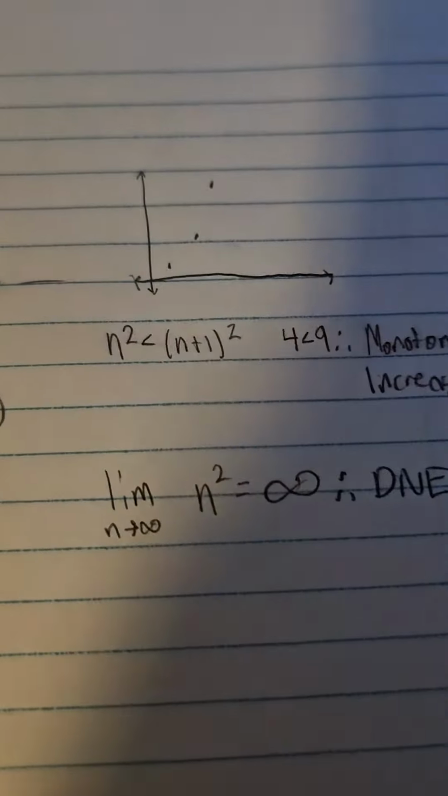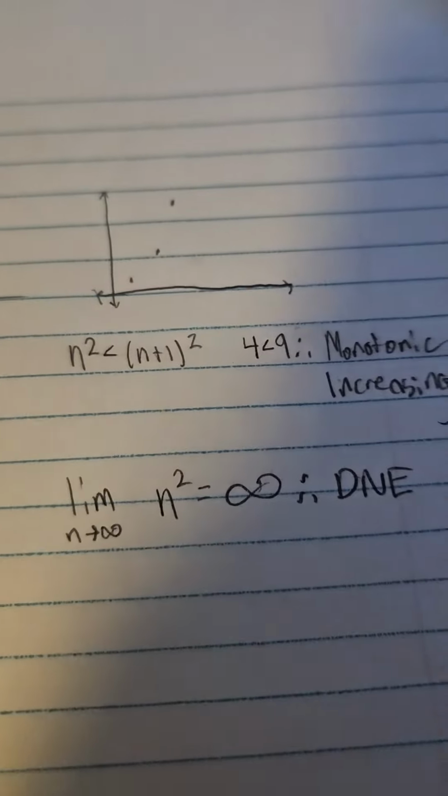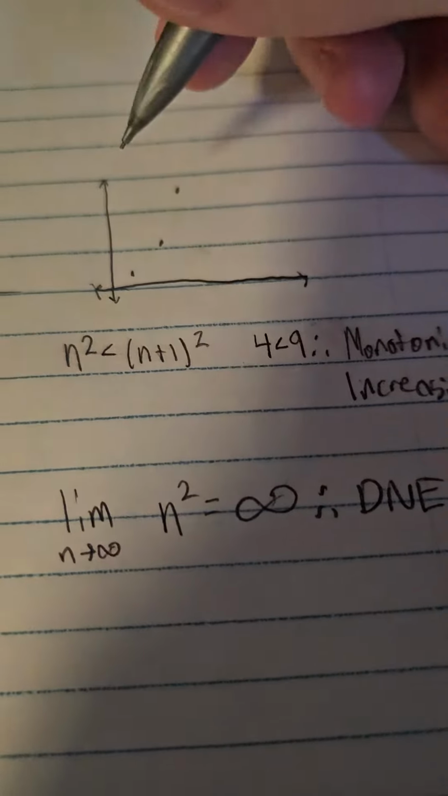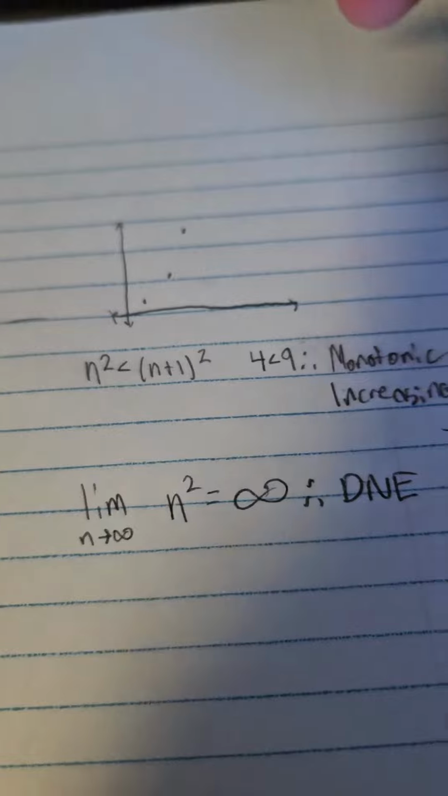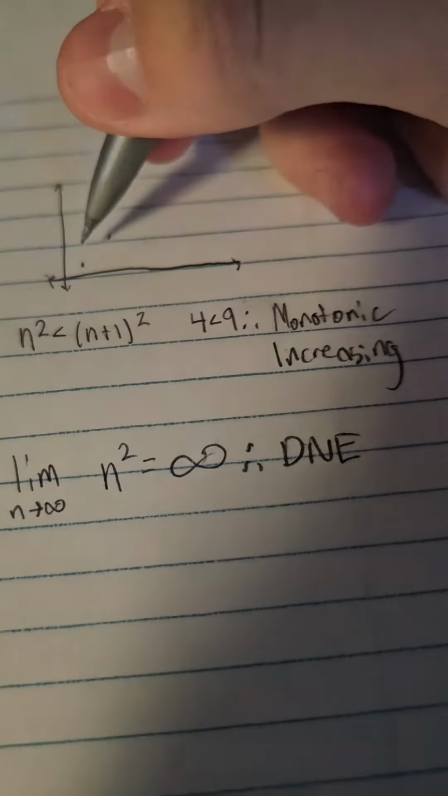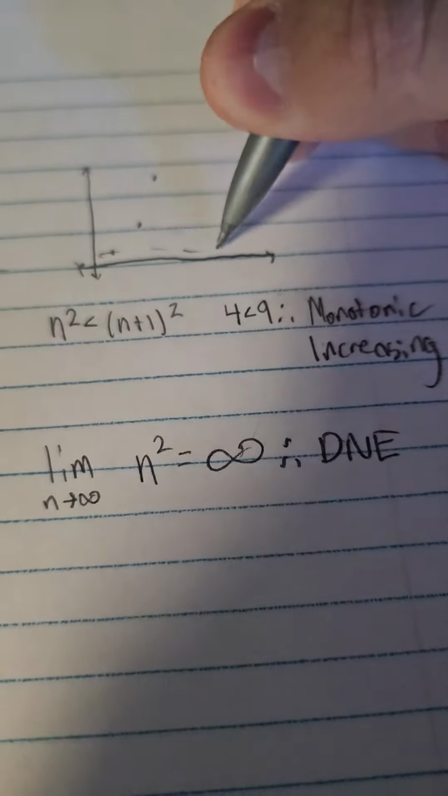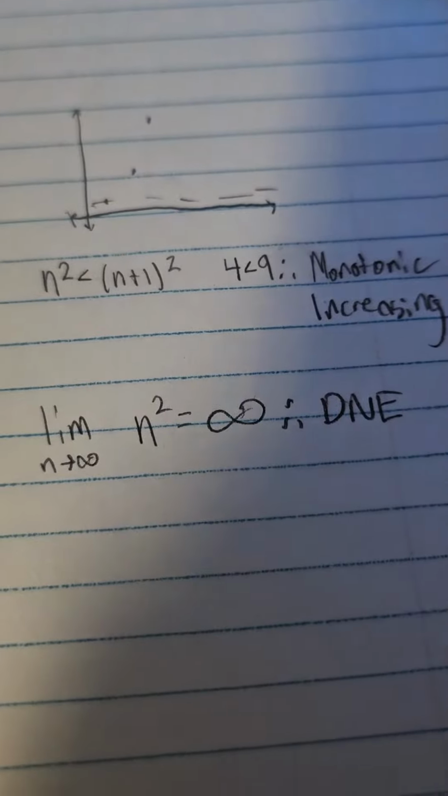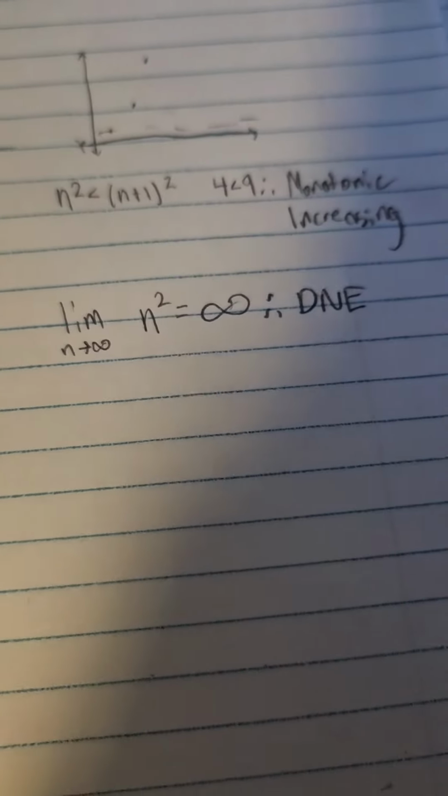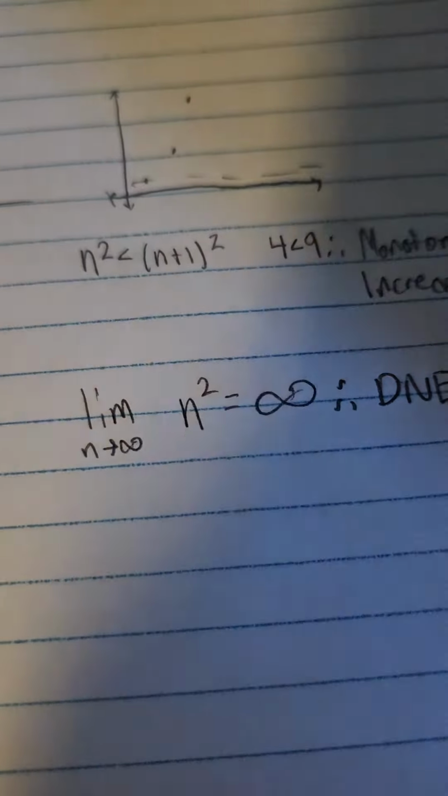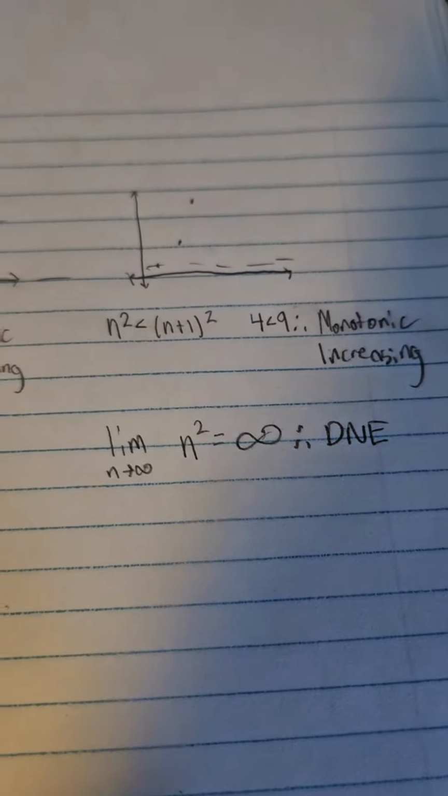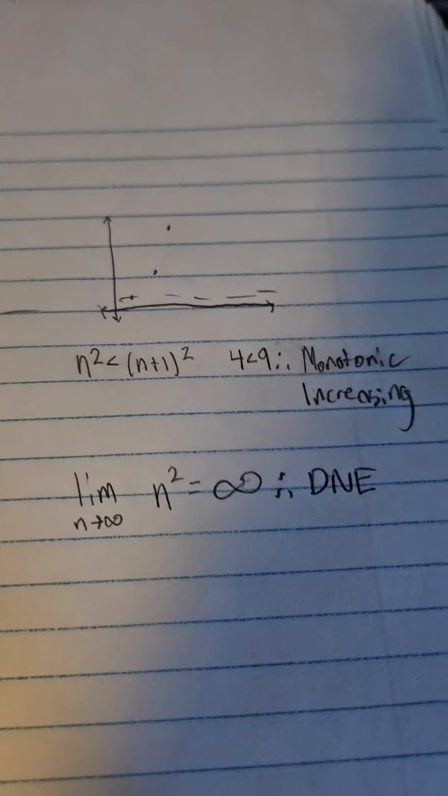Now for something like this, where it's always increasing, your lower bound is your first term, and that's just 1. Your lower bound is 1. And then your upper bound, when you take the limit, gives you infinity, so that doesn't exist. There is no upper bound. And that would be called an unbounded sequence.